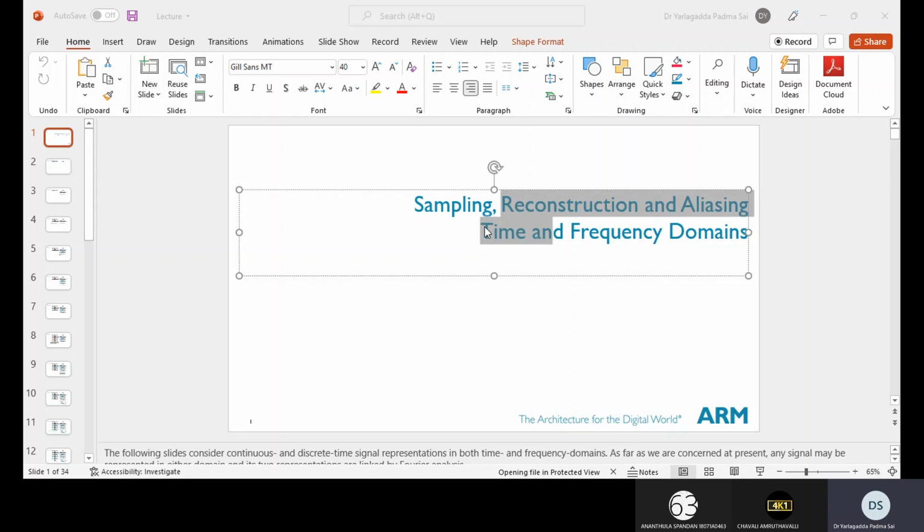Time invariant means suppose we are buying a cell phone today. For example, if it is producing 5 decibels sound, tomorrow also, irrespective of time, it has to produce 5 decibels only. We want such systems where, irrespective of time, the output should be unique. Such type of system we are designing in real time.